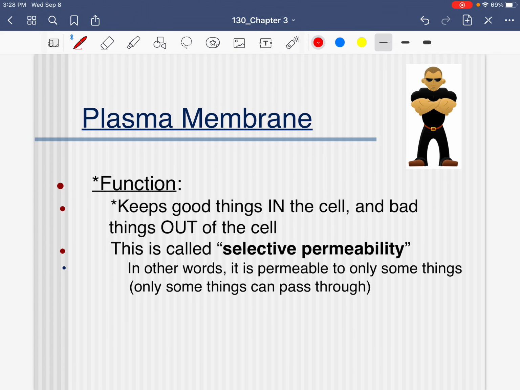All right. Now, I've already mentioned the function. We're just going to give a special name to it, called selective permeability. That outer membrane allows some things in, and it allows some things out. So it is selectively permeable.